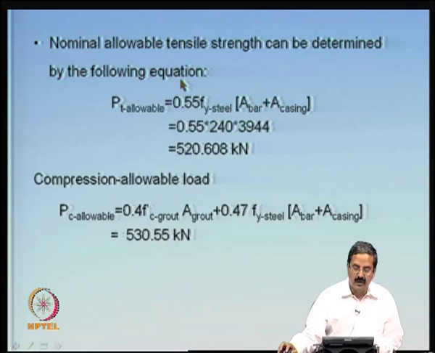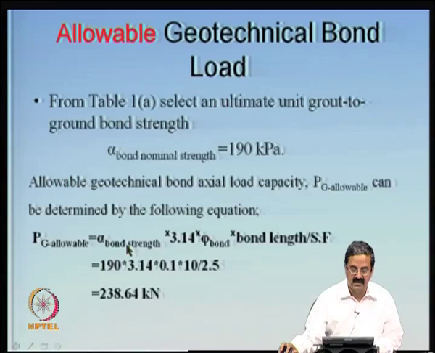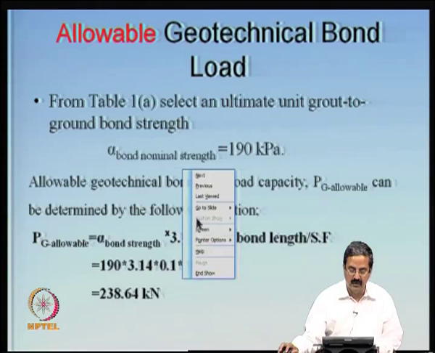This also is there, the maximum load. Then the allowable compression can also be calculated. You can see that the allowable tensile load is 520 and the allowable compressive load is 530. And you can see that the allowable geotechnical capacity, depending on the type of material, is about 190 kPa. Once you use this, what is the total load available? You can calculate using its bond strength and the length, 10 meters, and I get 238. So 238 kilonewtons is quite good compared to 530.